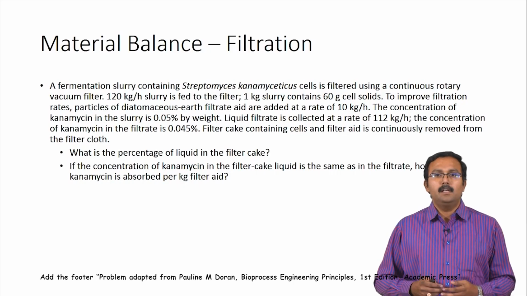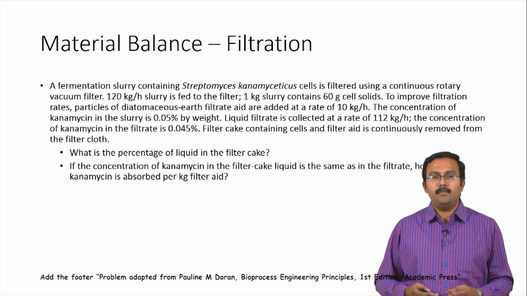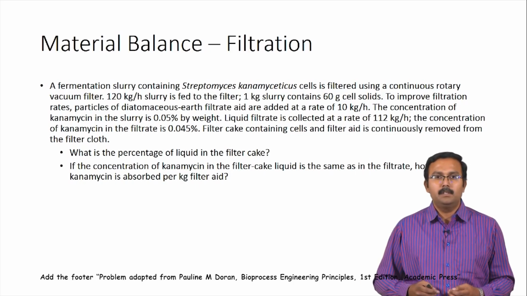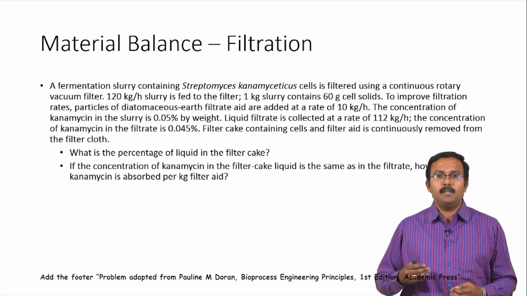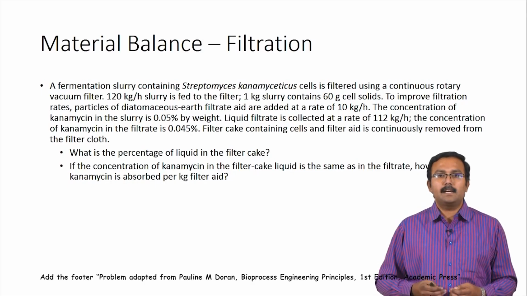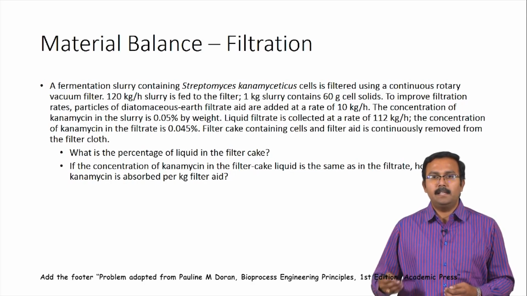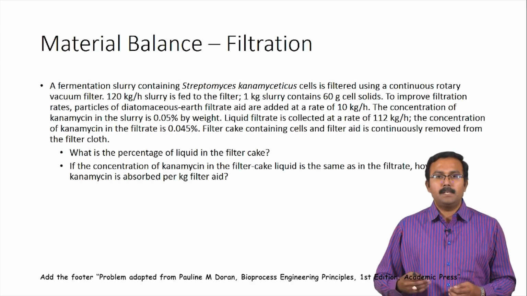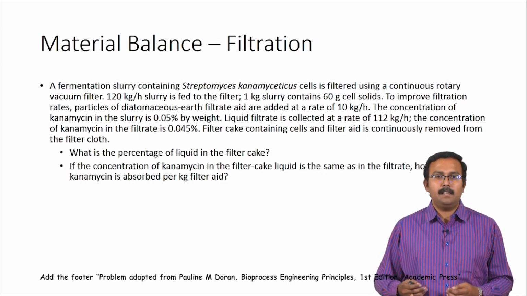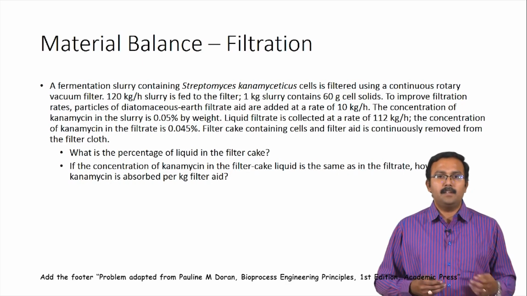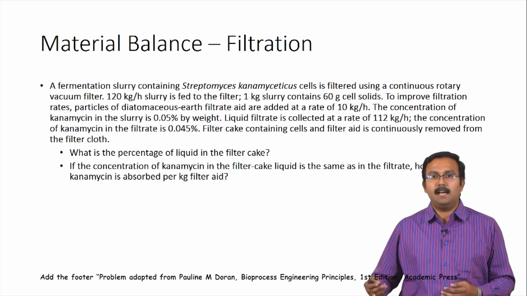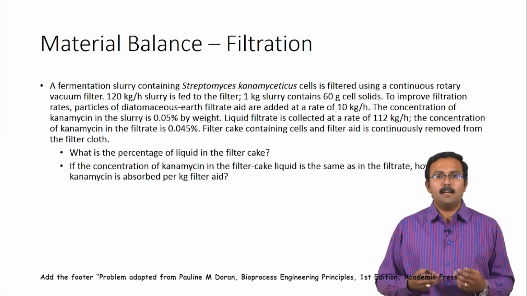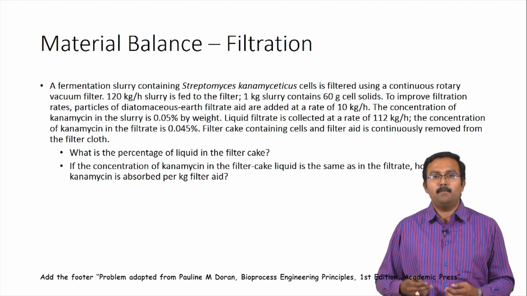0.05% by weight. Liquid filtrate is collected at a rate of 112 kilograms per hour. The concentration of kanamycin in the filtrate is 0.045%. Filter cake containing cells and filter aid is continuously removed from the filter cloth. What is the percentage of liquid in the filter cake? If the concentration of kanamycin in the filter cake liquid is the same as that in the filtrate, how much kanamycin is absorbed per kilogram of filter aid?